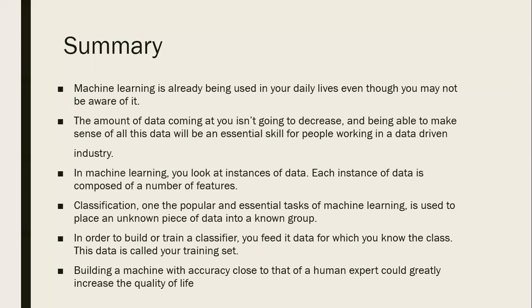In our earlier slides, we looked at recognizing birds through our expert system. But building a machine with accuracy close to that of a human expert could greatly increase the quality of life. When you build software that can match the accuracy of a human doctor, people can more rapidly get treatment. Better prediction of weather could lead to fewer water shortages and greater supply of food. The examples where machine learning could be useful are endless.